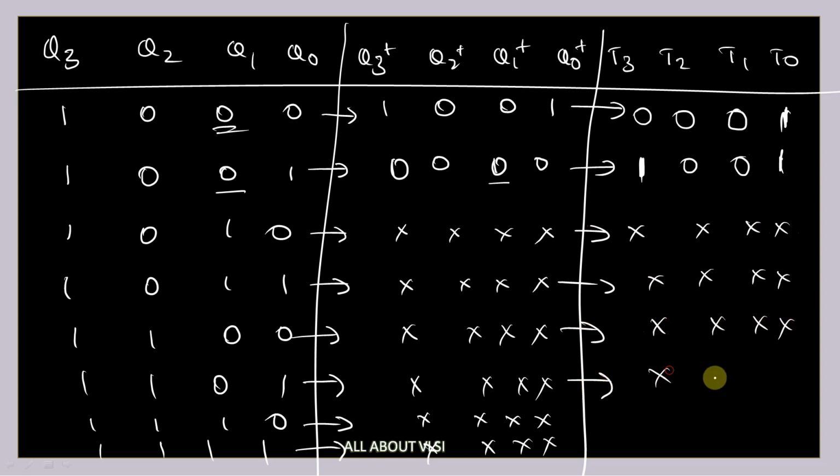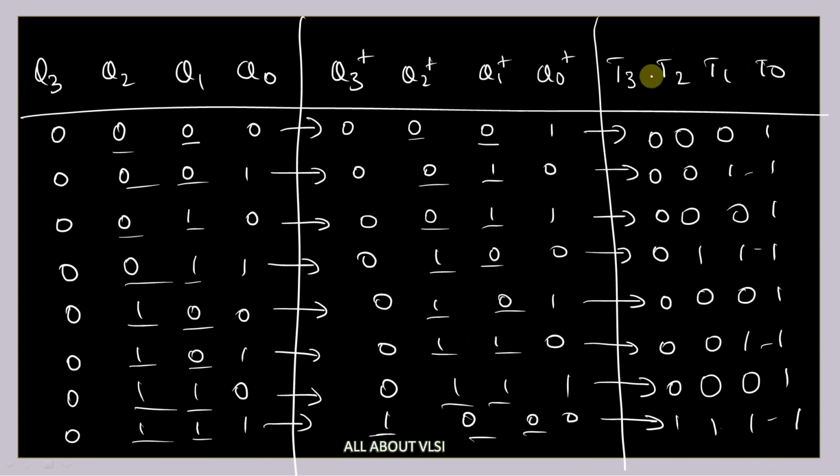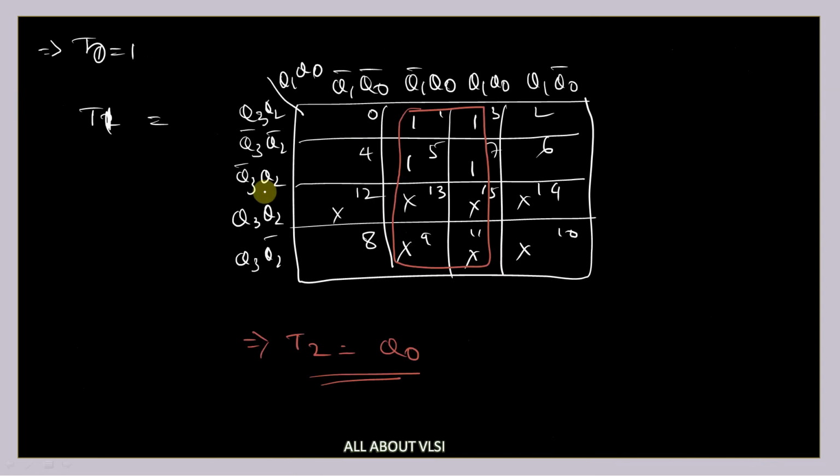This is my don't care, and this is my don't care. Now, by seeing this excitation table, let me draw the circuit. So let us try to form the circuit. First of all, let us write down the equations for T0, T1, T2, and T3.